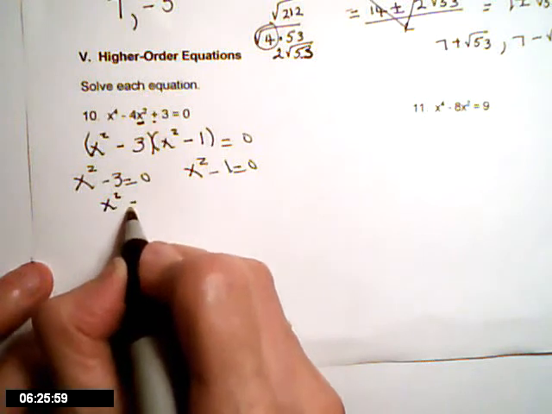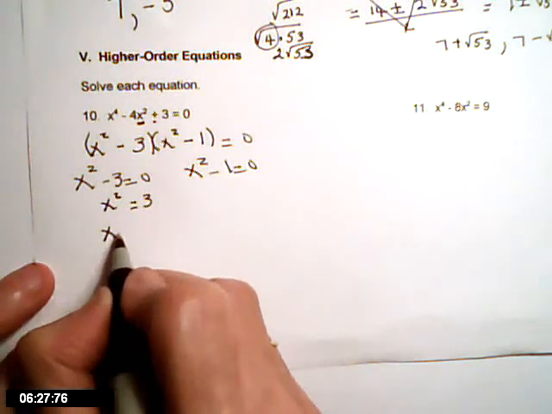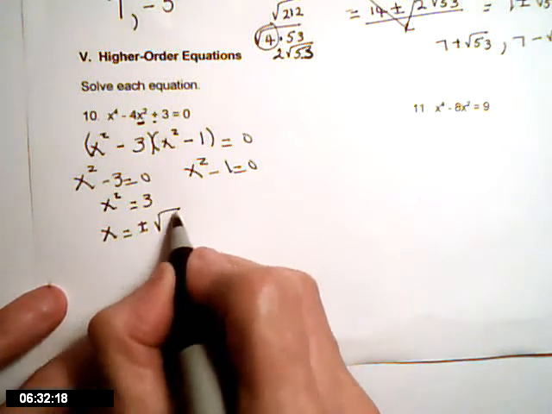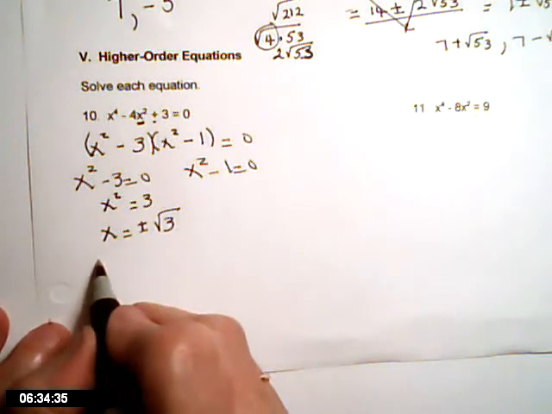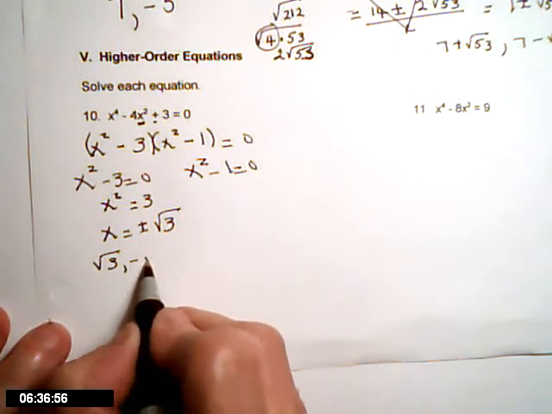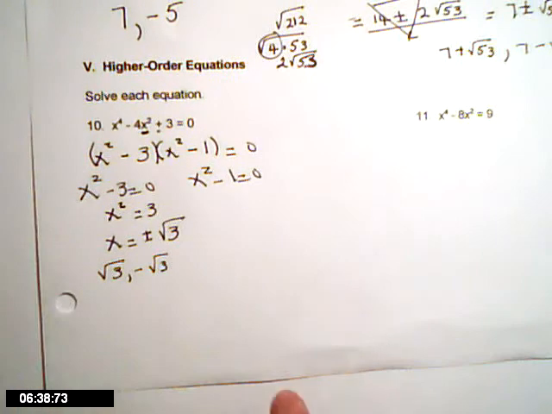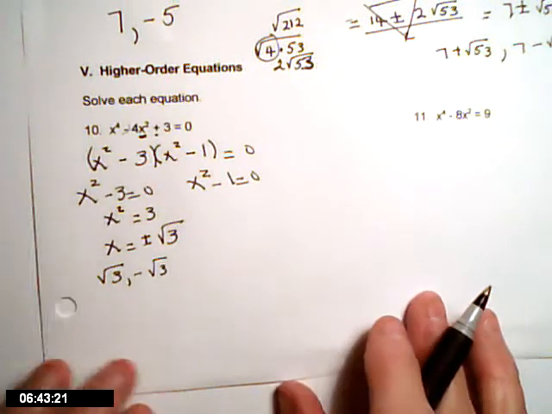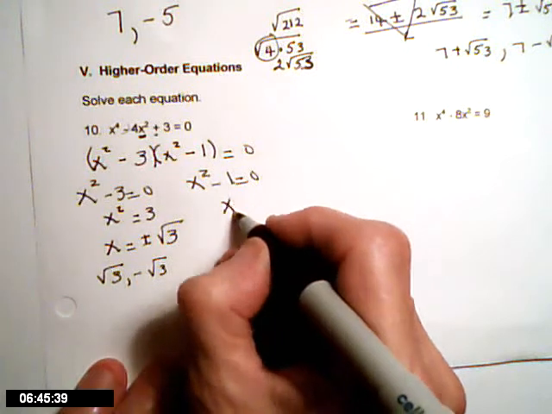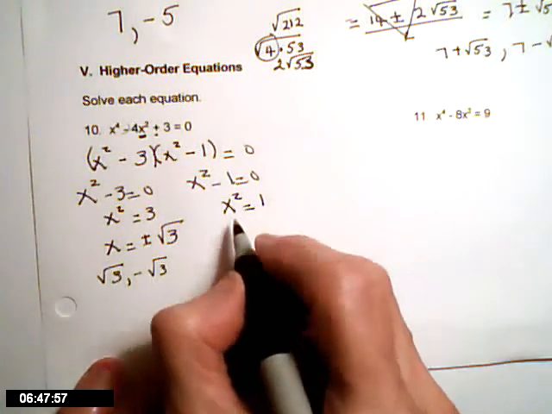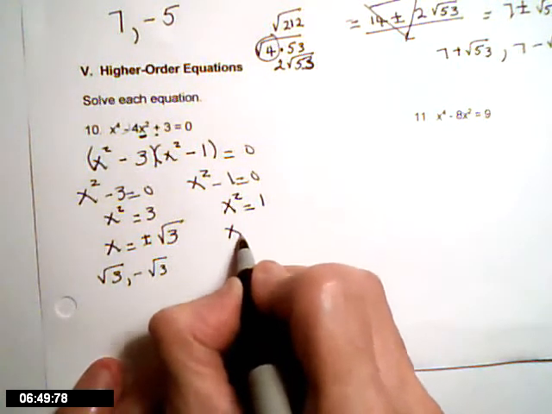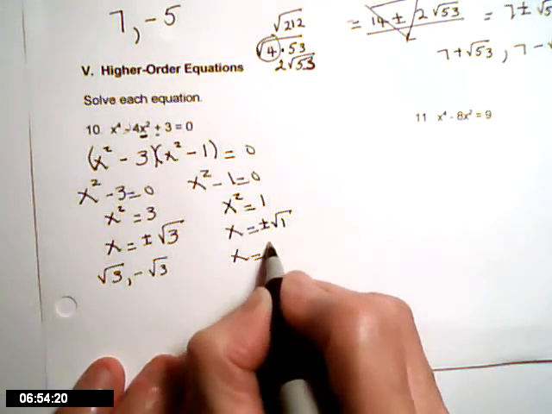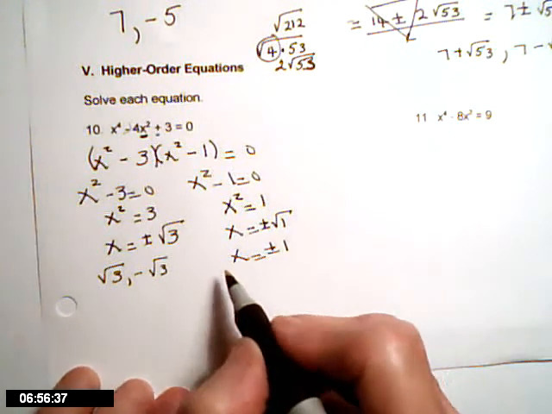I'll move my constant over, take the square root of both sides, and when I do that, the right side becomes a plus or minus. And now I have square root of 3 and negative square root of 3. That's 2 of my answers. Now notice, with an x to the 4th, I need 4 answers. Now in the next one, I'll do the same thing. X squared equals 1. Take the square root of both sides. That's x equal, remember, plus or minus square root of 1. So x equals plus or minus 1.